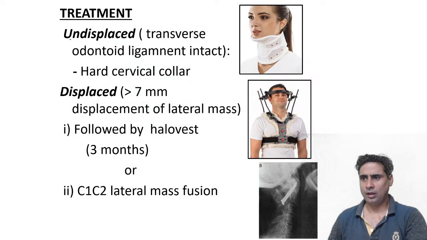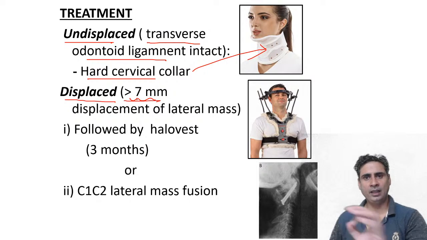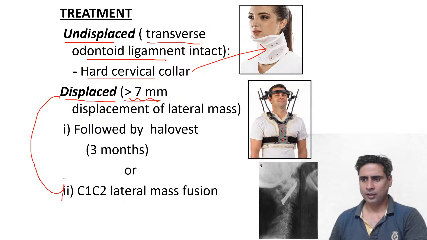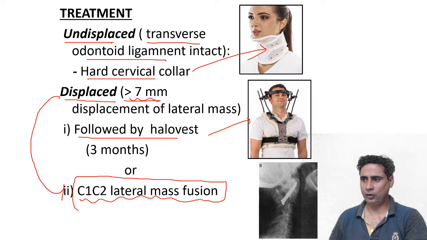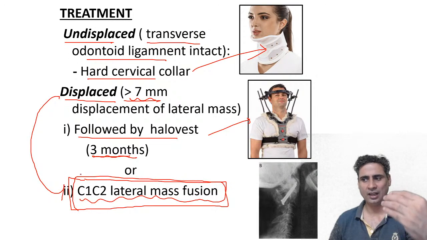Treatment for an undisplaced fracture where the transverse odontoid ligament is intact, we use a hard cervical collar. In a displaced fracture, if displacement is more than 7 mm, that means this transverse ligament is damaged. In that case, nowadays we usually prefer surgery. We fuse C1 with C2. The surgeons who are not operating can use halo waist immobilization, halo in the skull and waist support, but it will be required for 3 months. That is why nowadays we use C1 C2 fusion and we can mobilize the patient early. Here you can see.